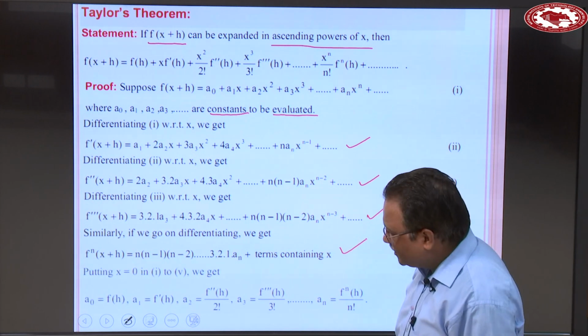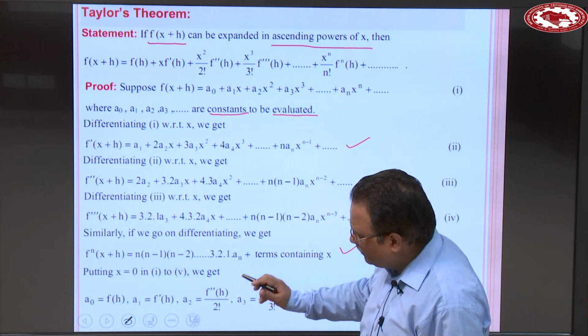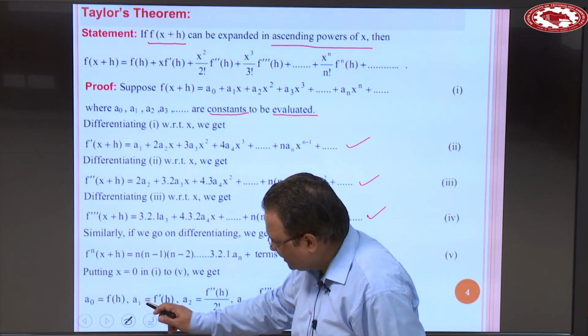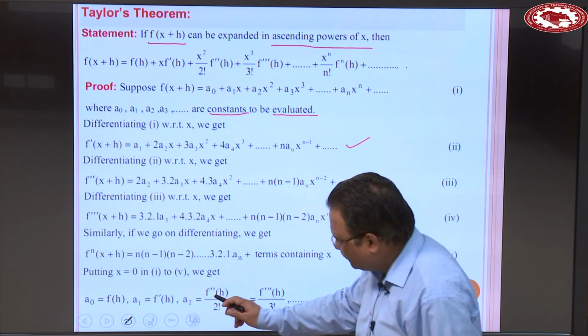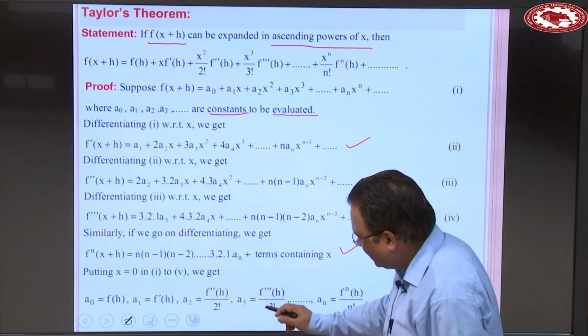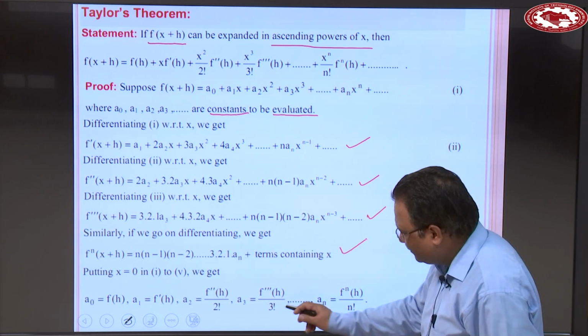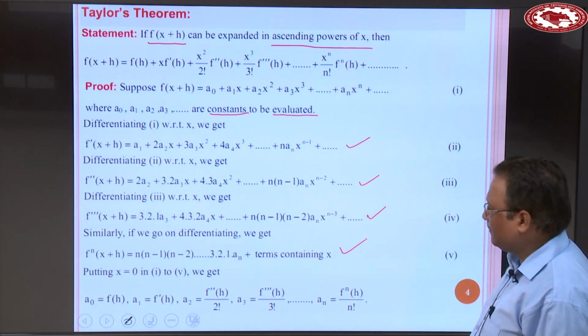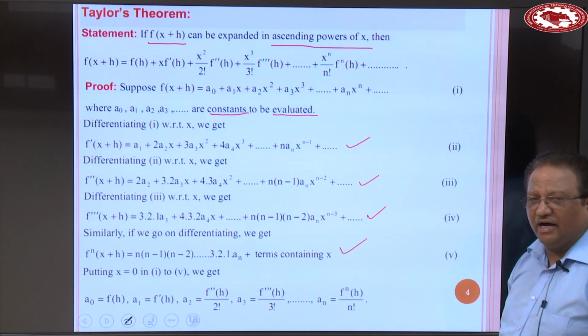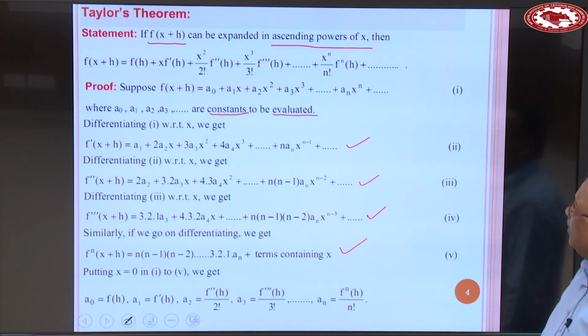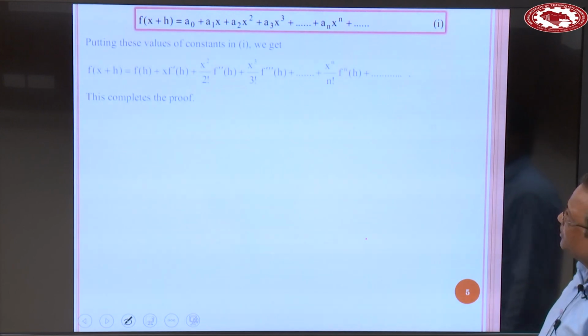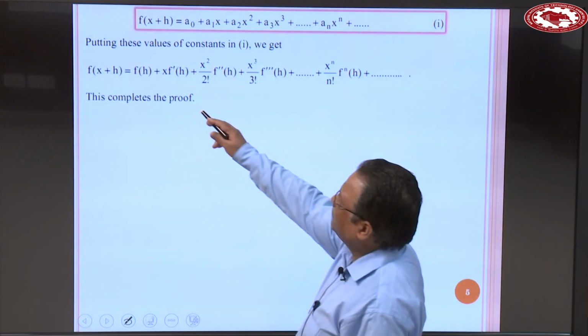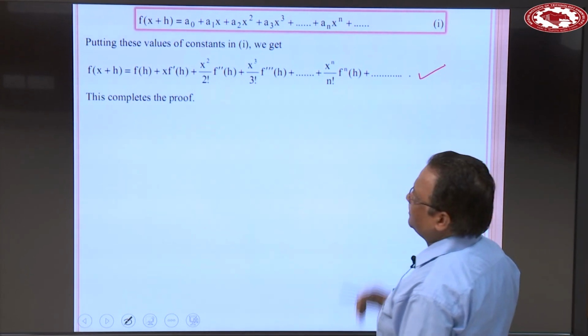So when you put x is equal to 0 in 1 to 5, we obtain a0 is equal to f h, a1 is equal to f dash h, a2 is equal to f double dash h over 2 factorial, a3 is equal to f triple dash h over 3 factorial, an is equal to f nth derivative h over n factorial. Now substitute all these values in 1. When you substitute all these values in 1, we obtain this Taylor's series.